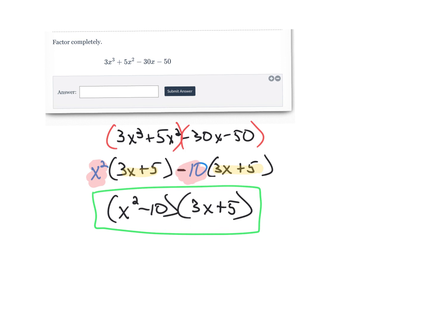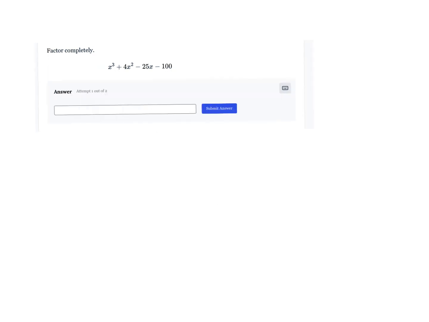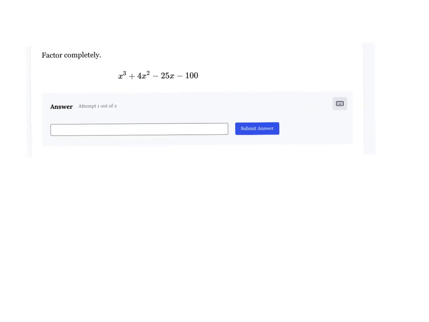Now, let's take a look at one more that has an additional step at the end. And that's this one here. So we have x cubed plus 4x squared minus 25x minus 100. And we're being asked to factor it completely. So the first thing I'm going to do is group the first 2 terms and the last 2 terms. Let me divide that up.